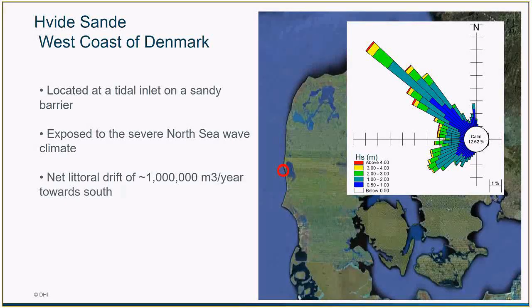Nearly 90% of the time we have more than 0.5 meter waves at this location, and it can even reach 4 meters on a regular basis. That leads to a net littoral drift of more than 1 million cubic meters per year towards south.